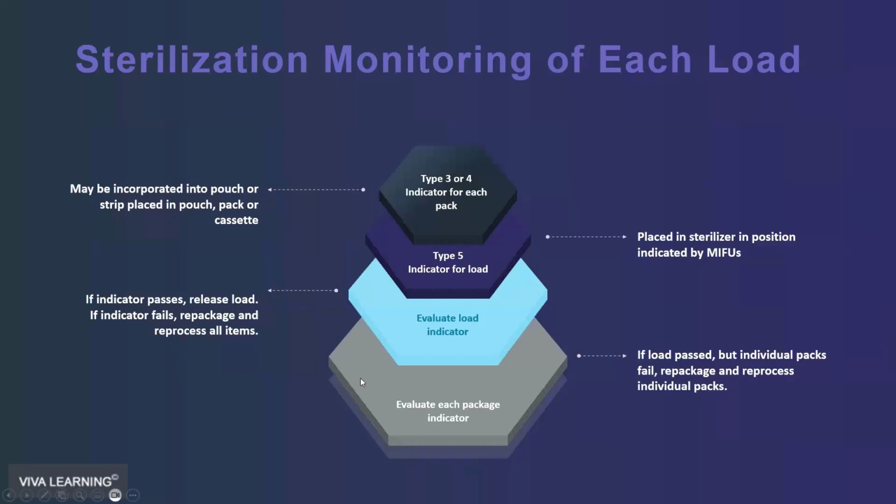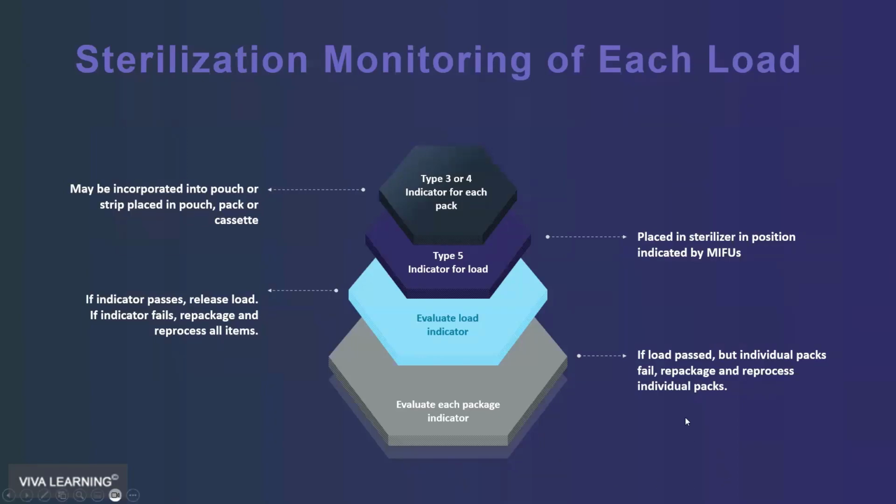And then when you open the sterilizer, after the drying cycle has completed, then you look at your integrating indicator to see if the load passed. If it passed, great, you can release all the packs of instruments. If it failed, you repackage and you reprocess all the items in the load, even ones where the indicator on the pouch changed color. If it didn't pass for the whole load, you reprocess the whole load.